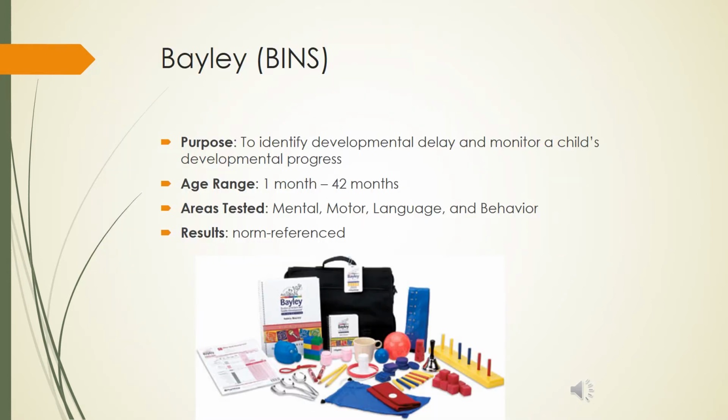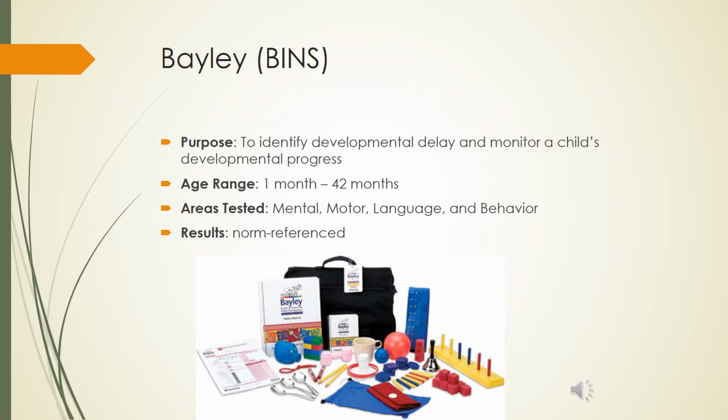So the Bayley is now in the 3rd edition. Its purpose is to identify any developmental delay and then again monitor a child's development as they get older. You can give this test anywhere from 1 month of age up to 42 months, so 3.5 years old, and the areas that it looks at are a mental section, motor section, language, and then behavior. This is also a norm referenced test. That's a picture of the kit. There's a specific scoring book and the items in there as well.